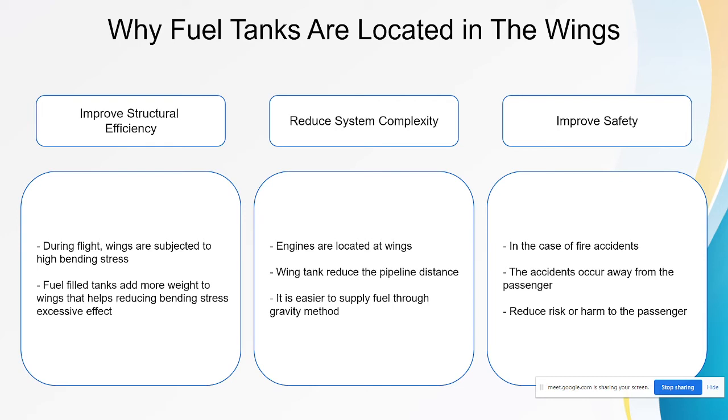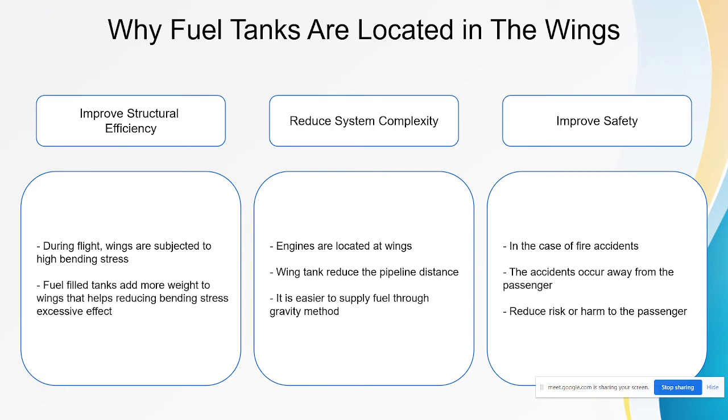The first is to improve the structural efficiency. During flight, the wings are subjected to high bending stress, generated by the lift force and also during maneuvering of the aircraft. By adding fuel tanks to the wings, it may add a bit more weight to the wings that may help to reduce the excessive bending stress that may cause structural damage.